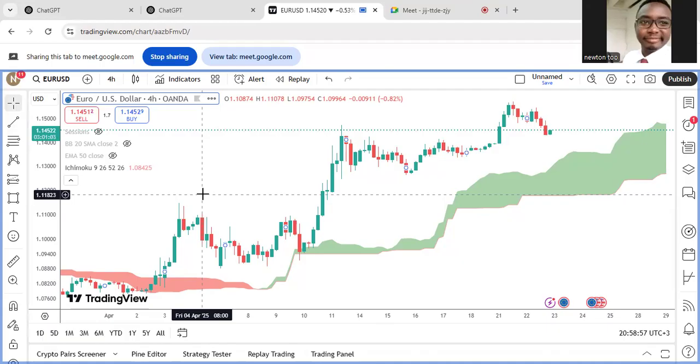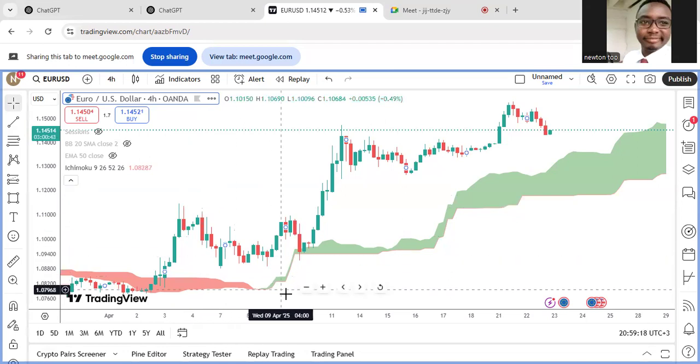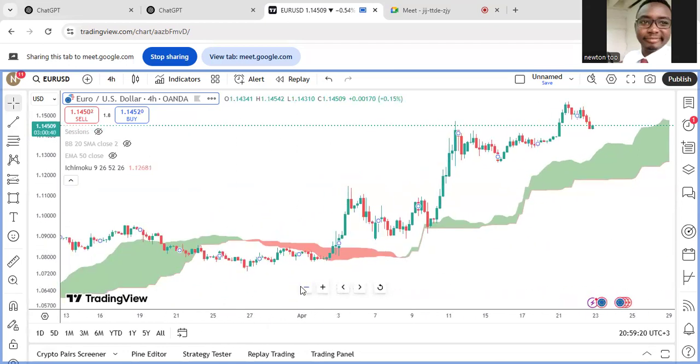Ikitest hiyo structure hapo chini, will it buy? Yes, it will buy. So long as ikitest hiyo structure, then una buy. Alafu inasetiwa kwa MT5? Yes, unaweza set pia kwa MT5. You can go to indicators, then you look for Ichimoku, then utapata ita set. So what you do, utaset two settings. Time frame ni H4.